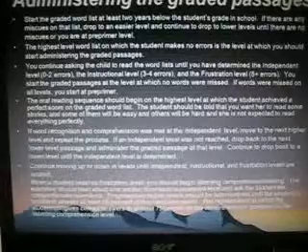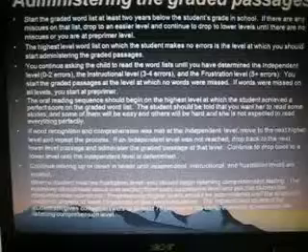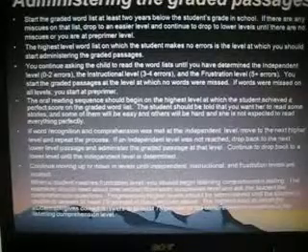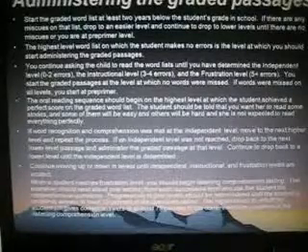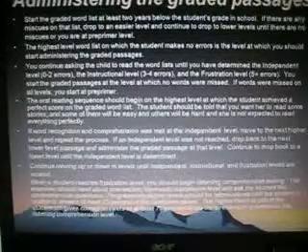administering the graded passages. Continue asking the child to read the word list until you've determined the independent level, the instructional level, and the frustrational level. You start the graded passages at the level in which no words were missed. If words were missed on all levels, you start the pre-primer.